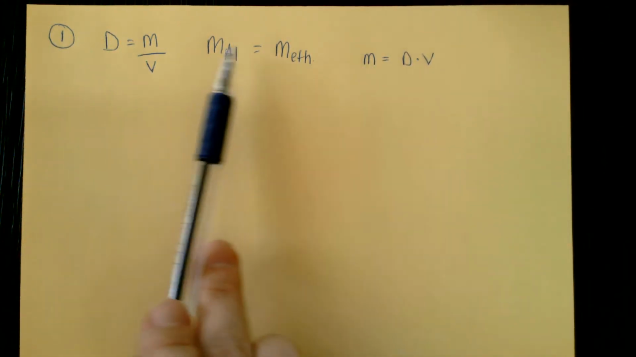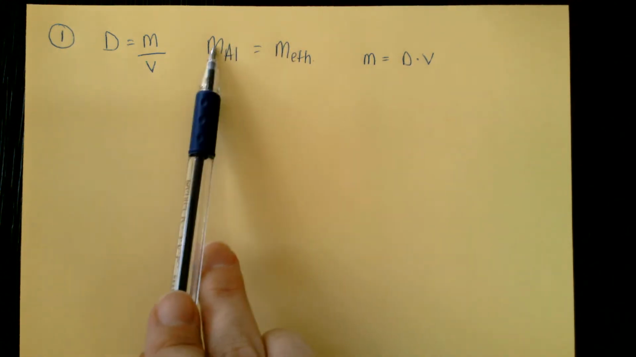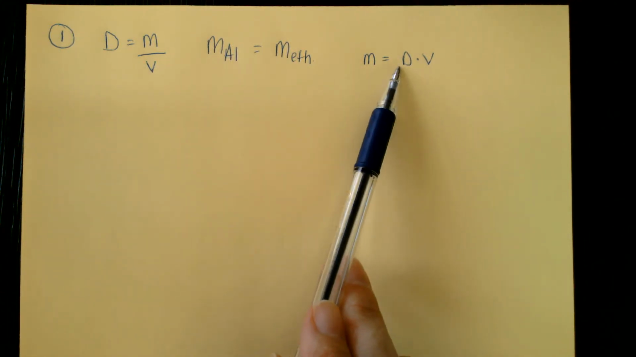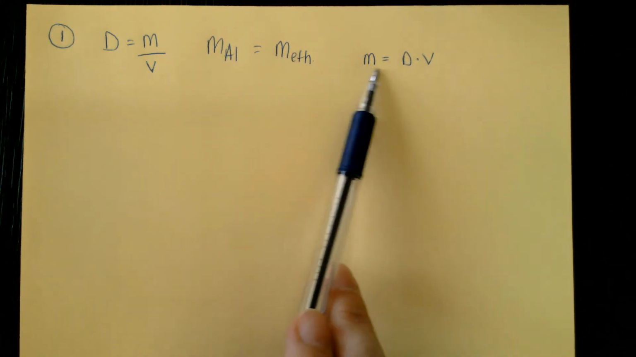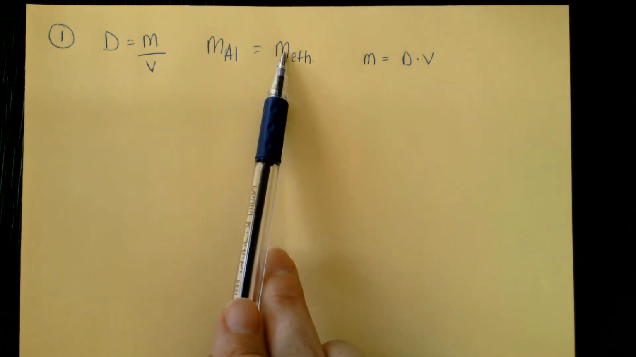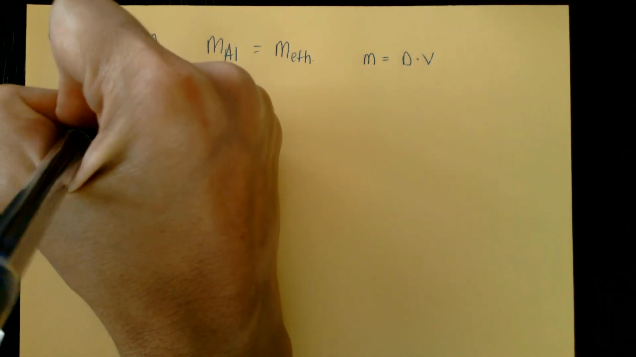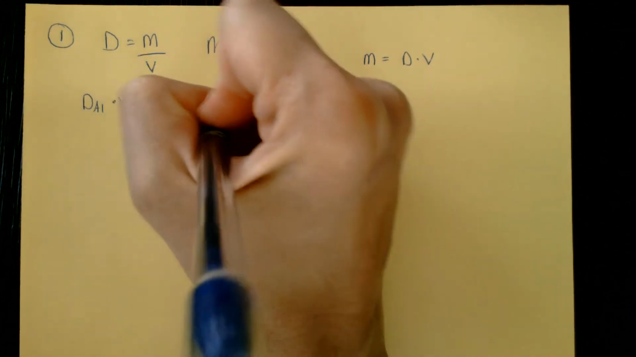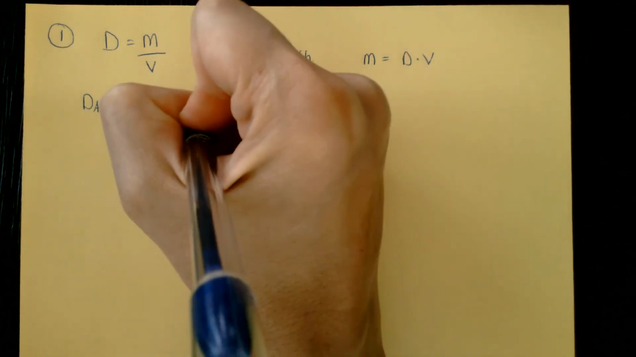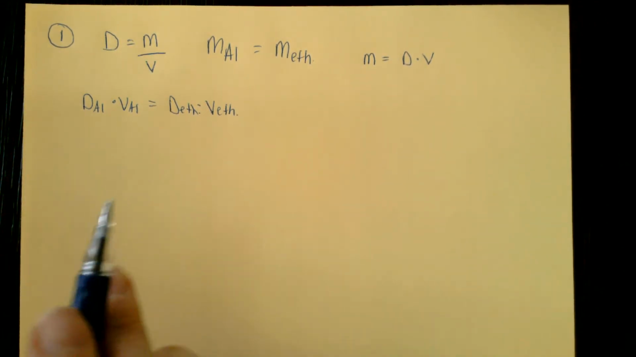So since I have mass of aluminum equals mass of ethanol, I'm going to substitute in the density of aluminum, volume of aluminum on this side, and I'm going to substitute in density of ethanol, volume of ethanol on this side. So I get the density of aluminum times the volume of aluminum equals the density of ethanol times the volume of ethanol. Now I'm just going to substitute in all the things they gave us in the problem.